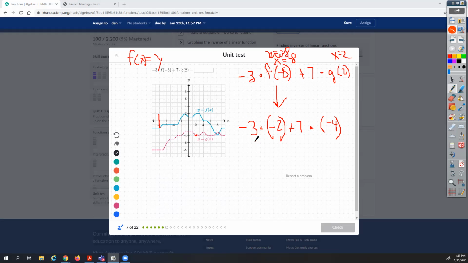So we can work this out from left to right. 3 times -2 will give me positive 6, plus, since we're dealing with order of operations, we have to do multiplication over here. 7 times negative 4 is negative 28, right? Negative 28. And then we combine those two, which gives me negative 22 as your final answer.